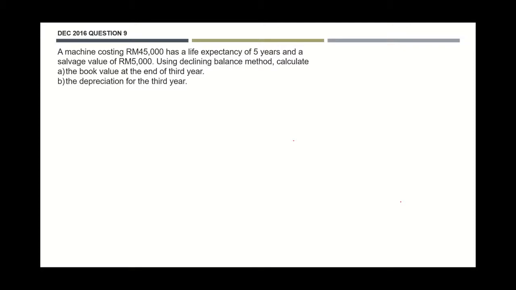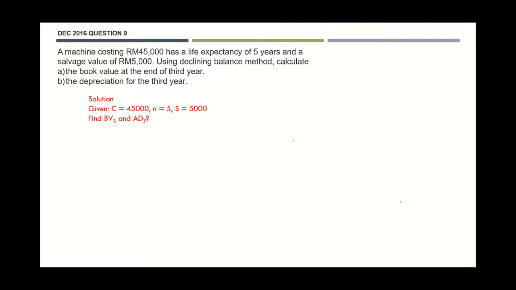So again, as usual, first of all, you need to identify the given information. The given information here is that C, the cost of the machine, is 45,000. The useful life or the life expectancy of the machine is 5 years. And lastly, we have the salvage value or the scrap value equal to 5,000. The question asks you to find BV3, that is the book value at the end of the third year, and AD3, that is the annual depreciation for the third year.